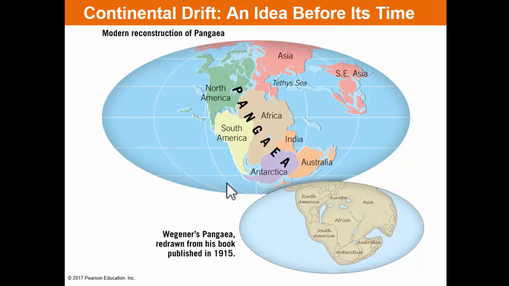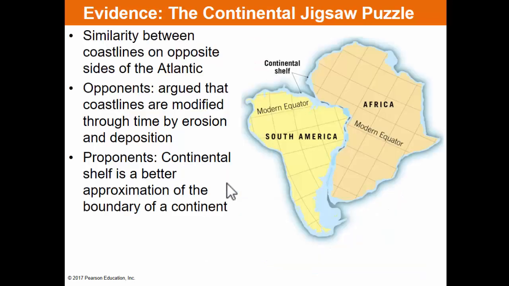His drawing from 1915 is below, and a new modern reconstruction of Pangaea is here. The idea is that a supercontinent rifted and pulled apart, and the separate pieces drifted, and continue to drift to this day, to their present positions. You can see here the very first piece of evidence, known as the fit of continents. Just looking at it, you can see that these continents very likely fit together, with very similar coastlines on opposite sides of the Atlantic.